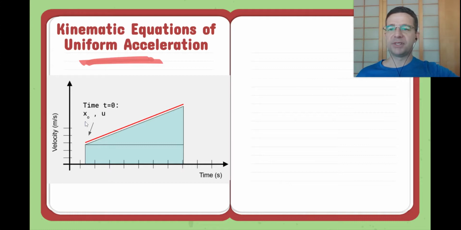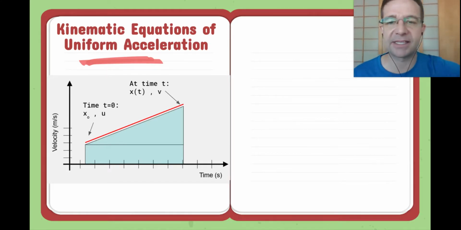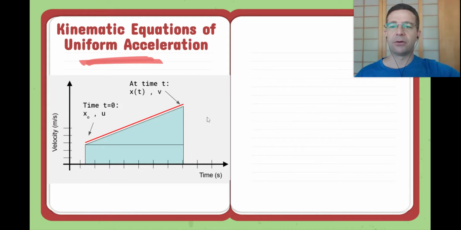We'll call the initial position x0, and we'll call the initial velocity u. So these are the initial conditions for the motion, and then from there, acceleration will take place, and we'll reach the end at time t, and we'll have a velocity v at that point, which will be larger than u, and we'll be at a new position x of t. So we'll use that function notation to describe that second position.